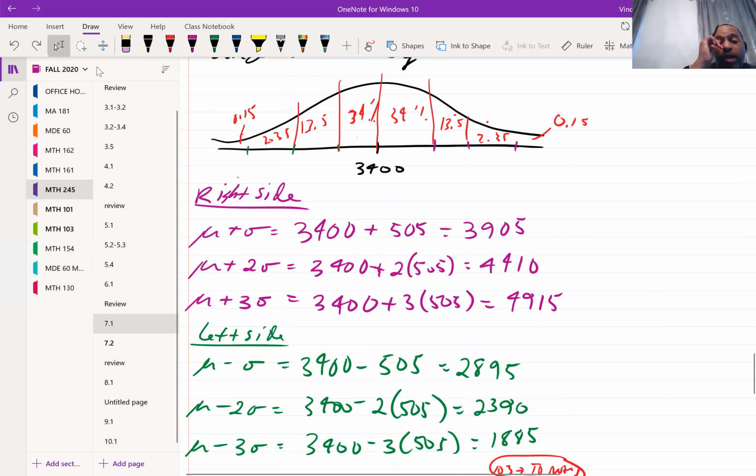All right, and then to get the left side, we subtract 505 from 3,400 three different times. And that's what happened here. Subtract 505 from 3,400, you get 2,895. Then here, 2,390, then do it one more time, 1,885. So make sure we're okay before we go any further. Once again, your mean is in the middle. Then from there, you add 505 three different times to get the three values on the right side of your mean, and then subtract 505, which is the standard deviation, from 3,400 to get the three values on the left side of your mean.